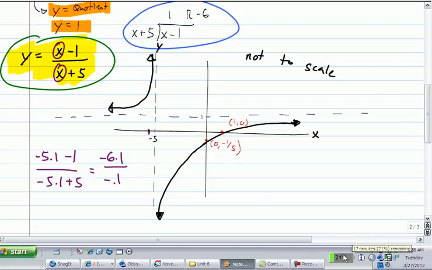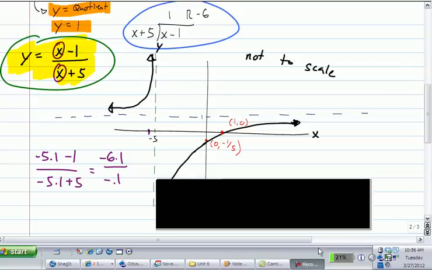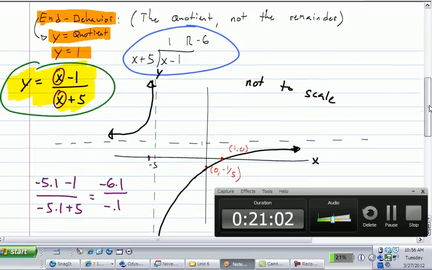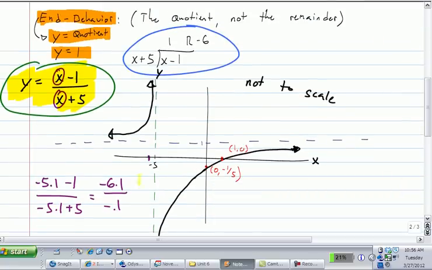So let's do another one. If my test point was negative 5.1, and when I plugged that into my function, I got a positive output, which put me on the positive side of the x-axis, so on the upper half. So if you think, well, if I'm on the upper half of the x-axis, I'm thinking I'm going to be above our dashed line there.